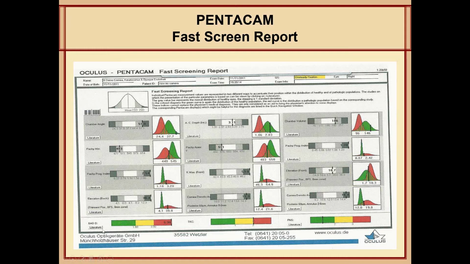Of main interest to me really is this last line down in here. And this is the Belin-Ambrosio ratio. And if it is in the red, it's abnormal, and that means highly suggestive of a keratoconus. And I think these days, especially if we're going to put toric implants inside the eye, it becomes important to know if the eye has a keratoconus or is suspicious of a keratoconus.